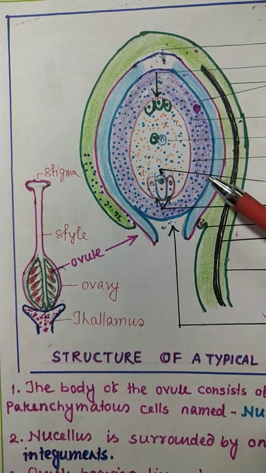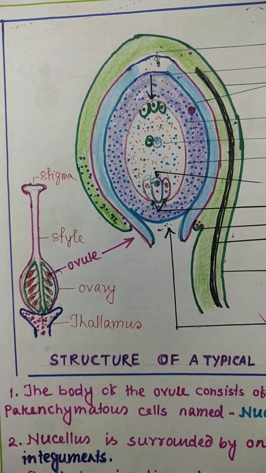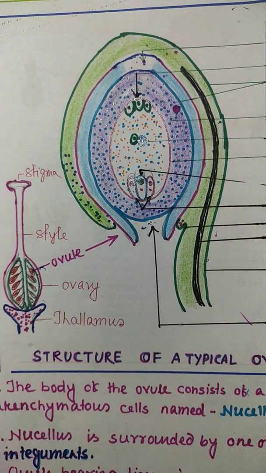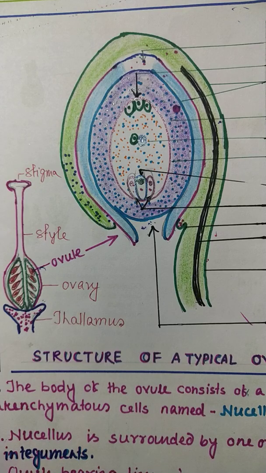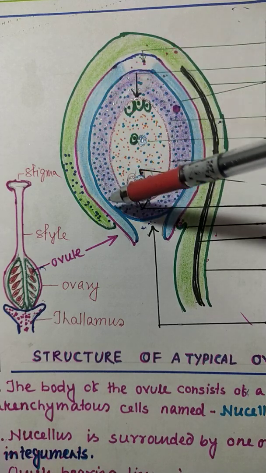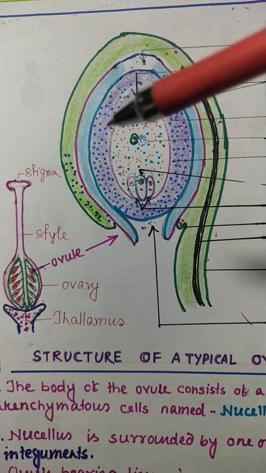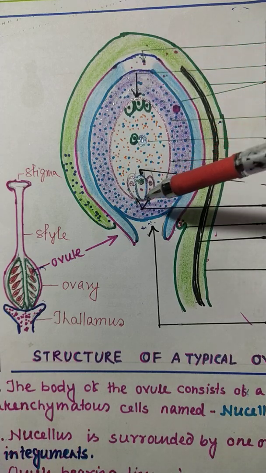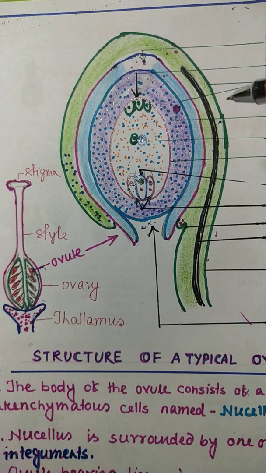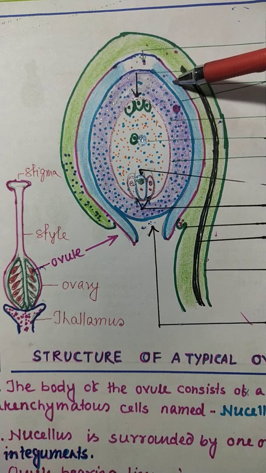Actually, the ovule, which is known as the future seed, is an integumented megasporangium. This whole structure is called the megasporangium or the ovule. The body of the ovule consists of a mass of parenchymatous cells called the nucellus. This is the nucellus. The nucellus is surrounded by two multicellular integuments. You see, this is one and this is two.